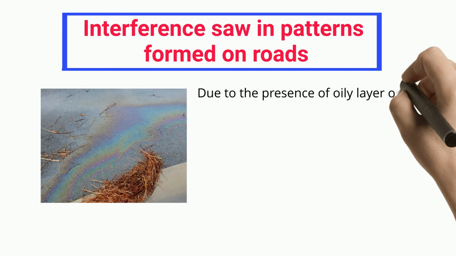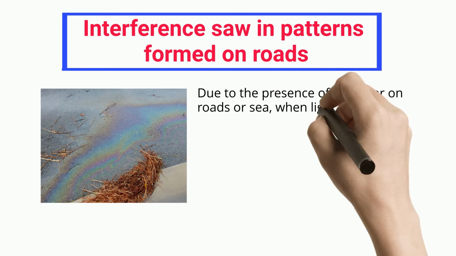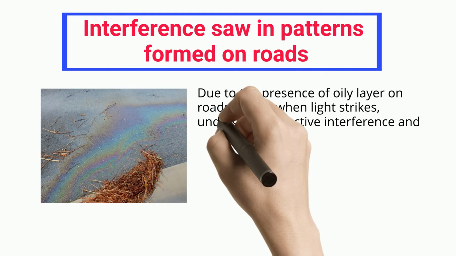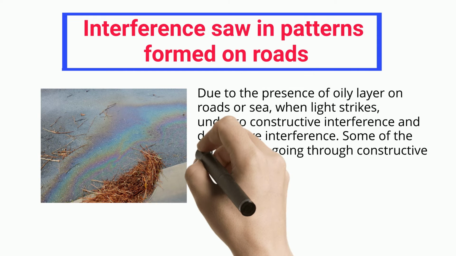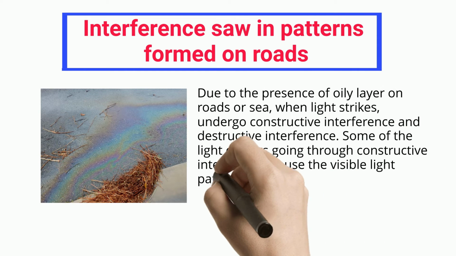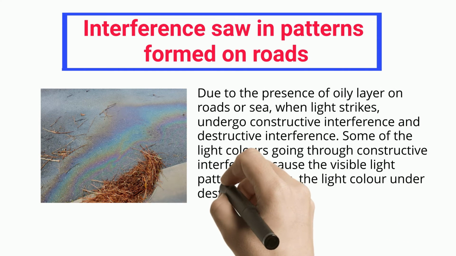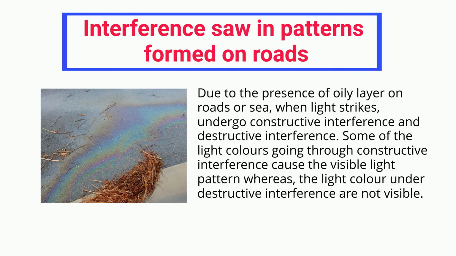Due to the presence of oily layer on roads or sea, when light strikes, it undergoes constructive interference and destructive interference. Some of the light colors going through constructive interference cause the visible light pattern, whereas the light colors under destructive interference are not visible.